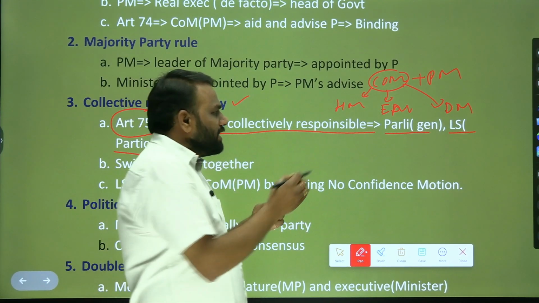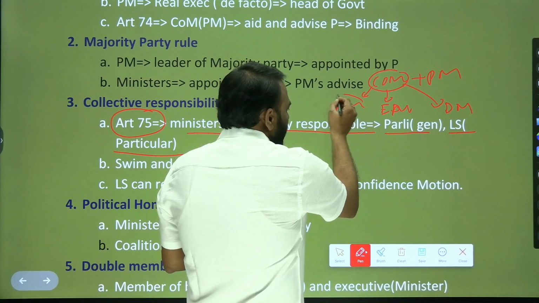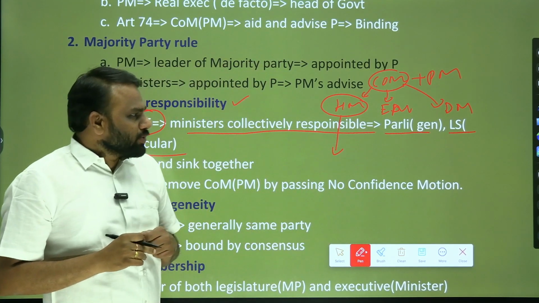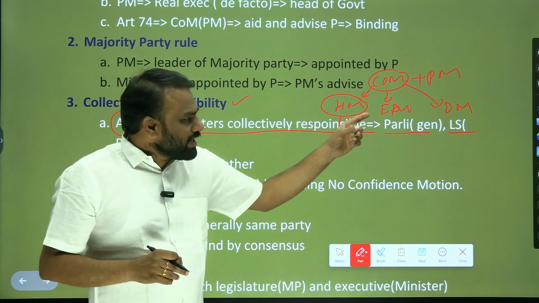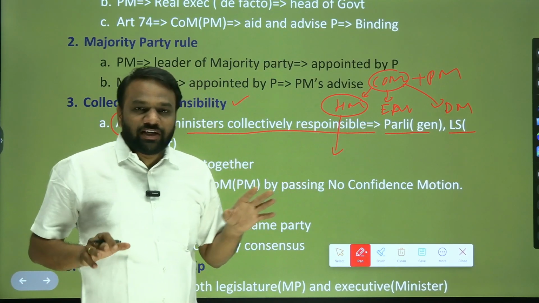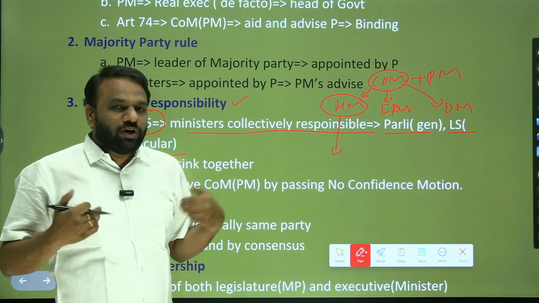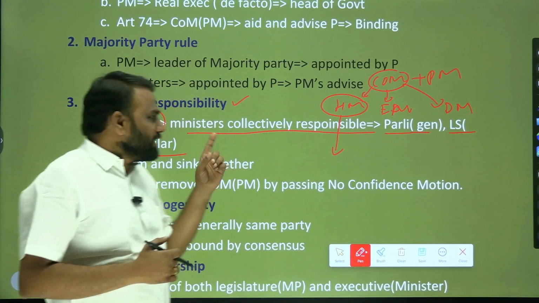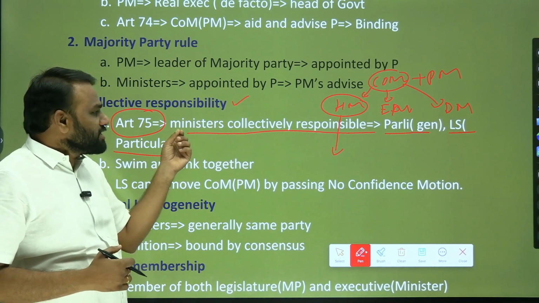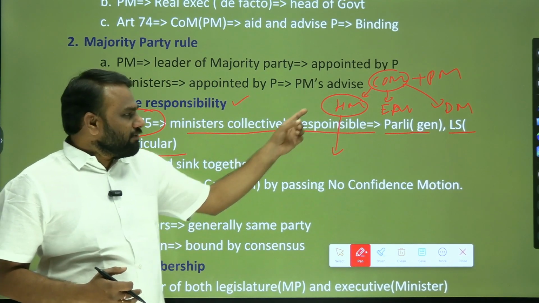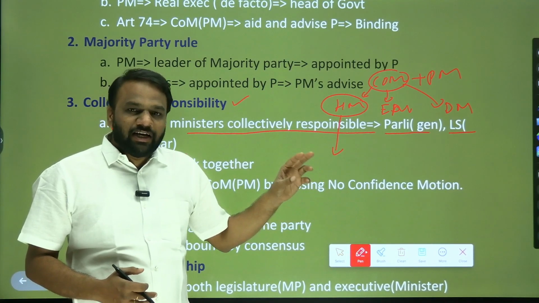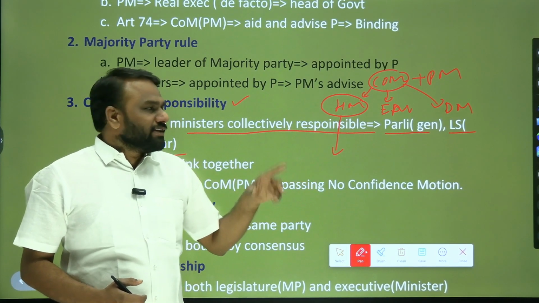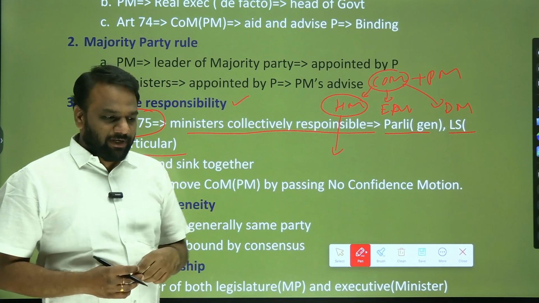Now suppose some mistake has been committed by the Home Ministry or Home Minister. At that time, the Education Minister and Defense Minister cannot escape by saying that it is not our fault, it is a mistake of the Home Ministry, because as per Article 75, ministers are collectively responsible. It means if one person has committed the mistake, then it is equivalent to the entire Council of Ministers having committed the mistake. That's why it is called collective responsibility.